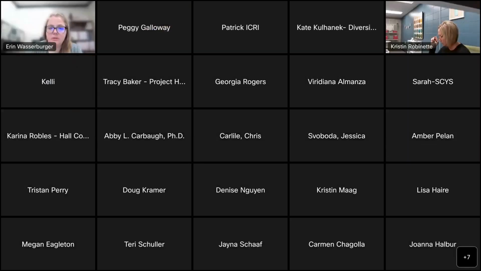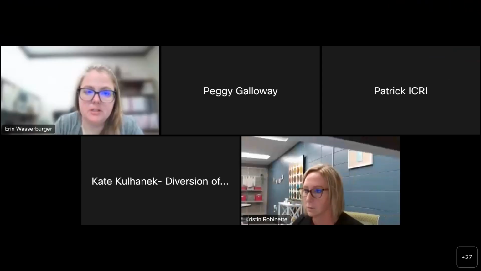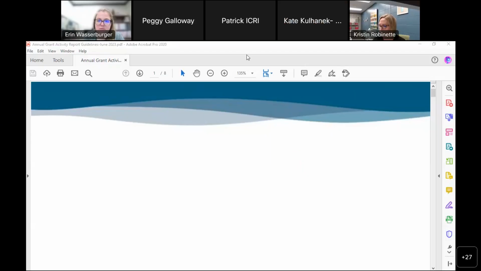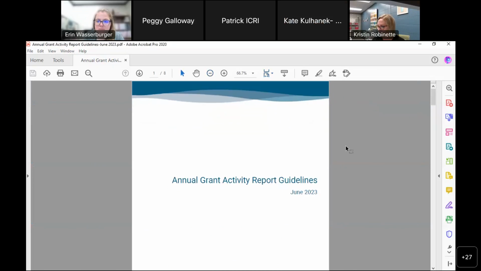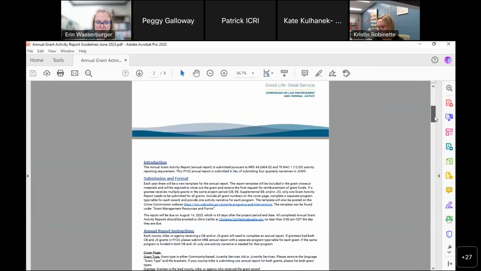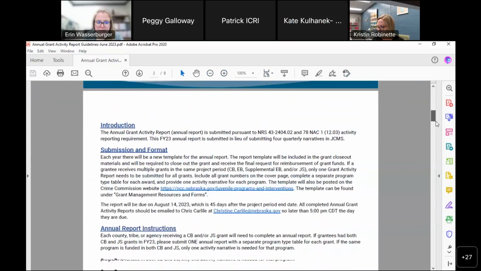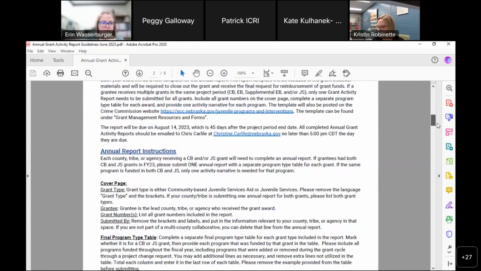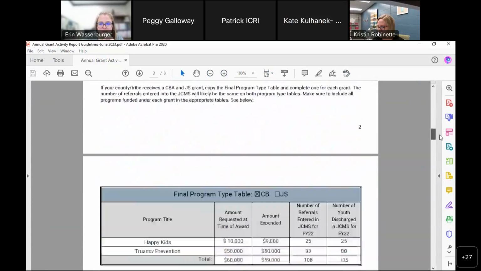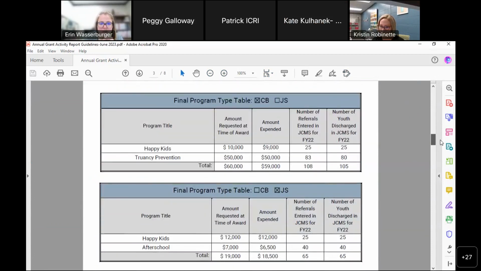I wanted to share with you what the guidebook looks like. It's fairly similar to the other guidebooks that we have, or the RFAs. Like I said at the beginning, it'll have the definitions, what we're looking for. There's a couple of examples.